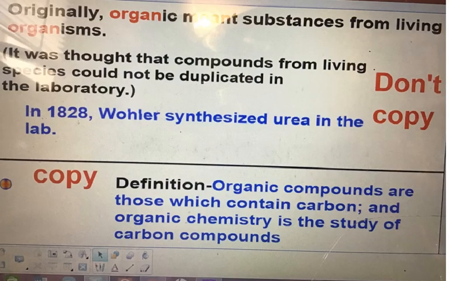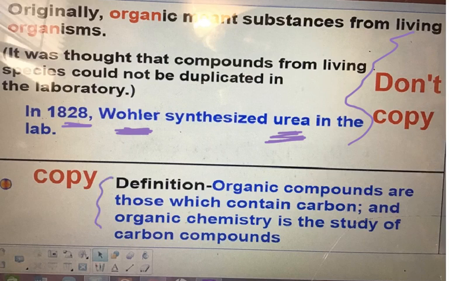Now, we're not going to copy this part right here. This is just a bit of background. Originally, organic meant natural, coming from living things only. People thought back in the day that these compounds only came from living things. But in 1828, the scientist Wohler synthesized urea. Urea sounds a bit like urine, and it's a compound actually found in urine. So he was able to do that in the lab, and organic does not have that definition anymore.